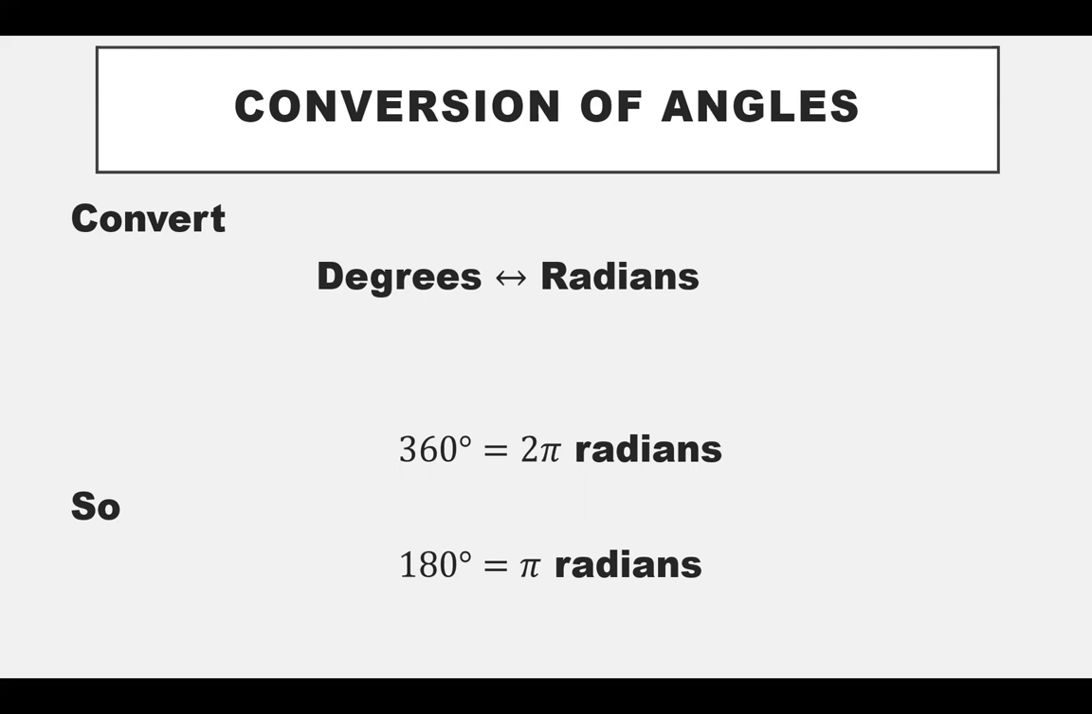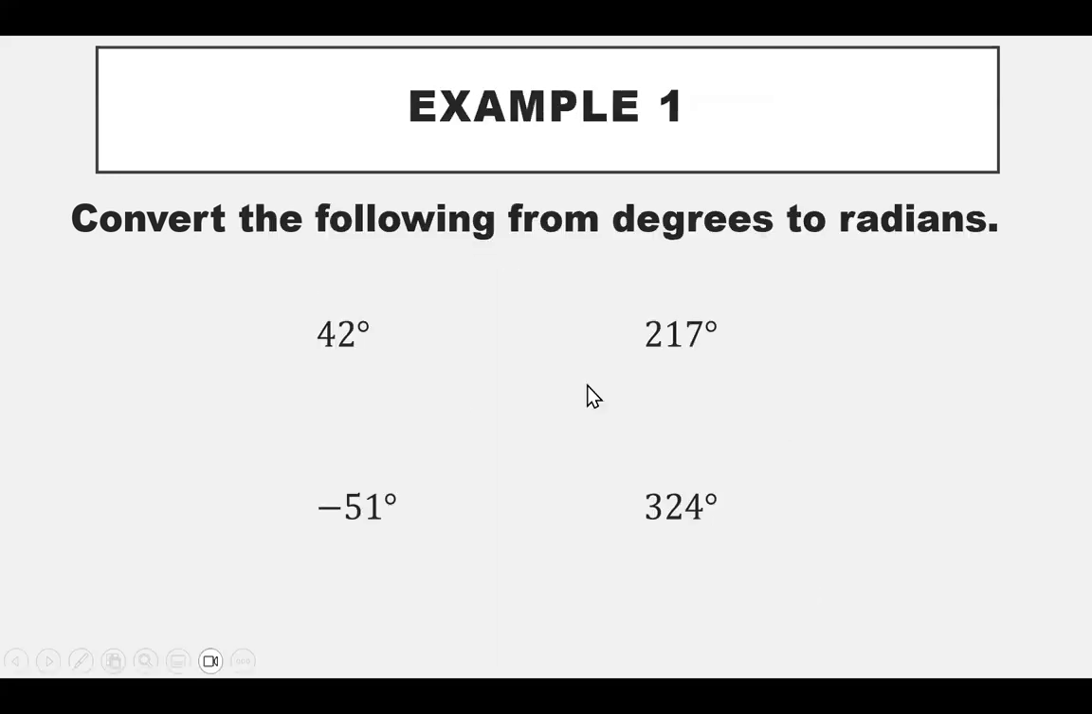So let's go ahead and do that for a few examples. In this example, we're going to convert degrees to radians. I'll show you how it's done on the first one, and then I'll push pause, or you can push pause on the video and try it if you'd like. So let's convert the following angles from degree measurements to radian measurements: 42 degrees, 217 degrees, negative 51 degrees, and 324 degrees.